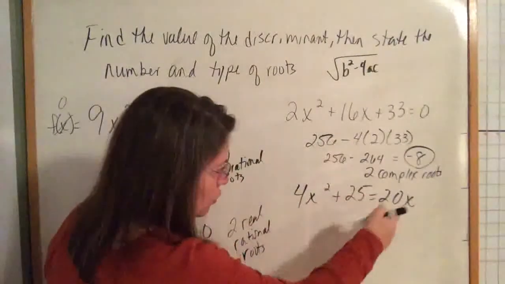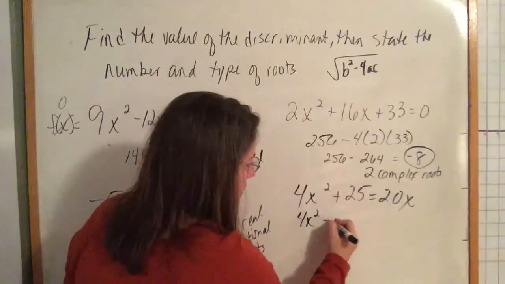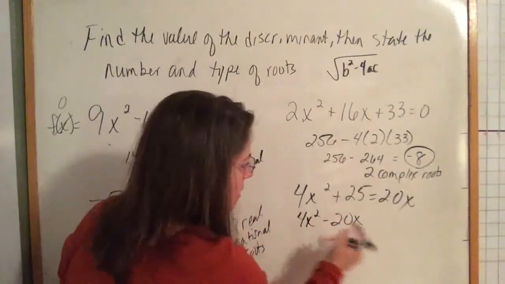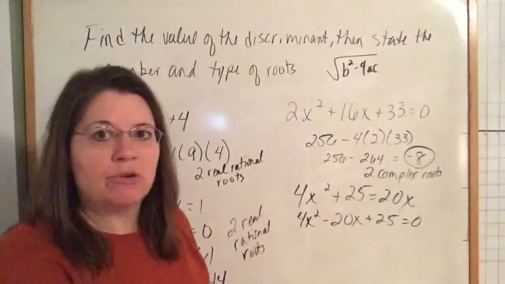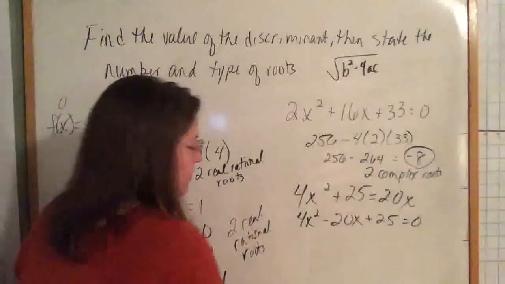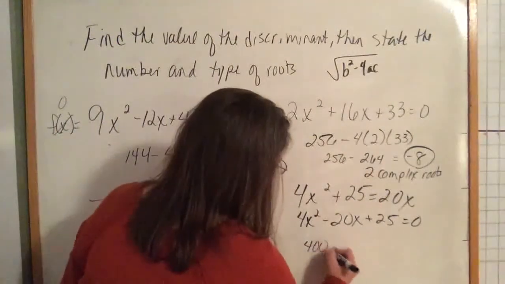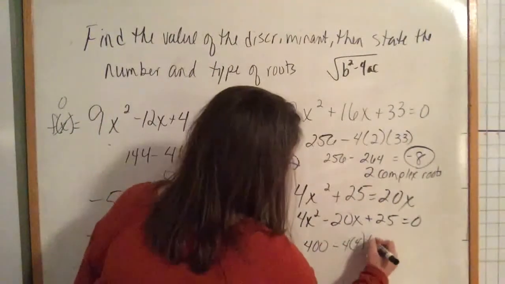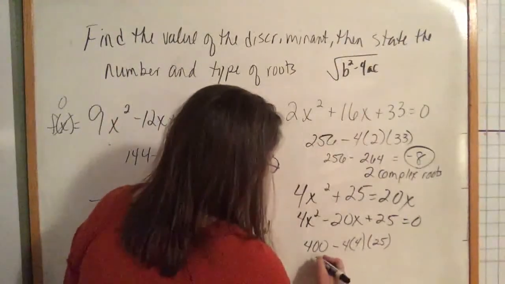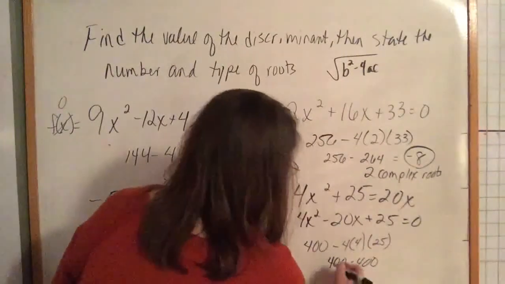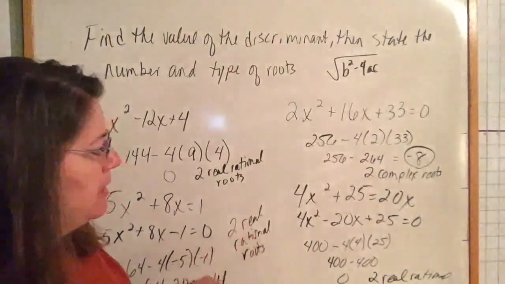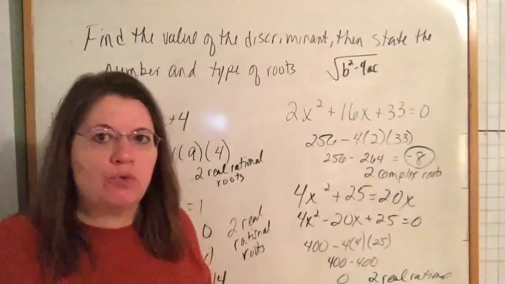In this one, I have to get the 20x to the other side because remember it has to equal 0. Here I put that 20x in the middle because that's actually my b term. You have to make sure you have those in descending order to understand what a, b, and c are. And then for this one, b squared is 400 minus 4 times a times c. So we have 400 minus 400, which is 0. So again, that's the double root situation. And remember, if you end up with the discriminant being a perfect square, you would have 2 real rational roots.